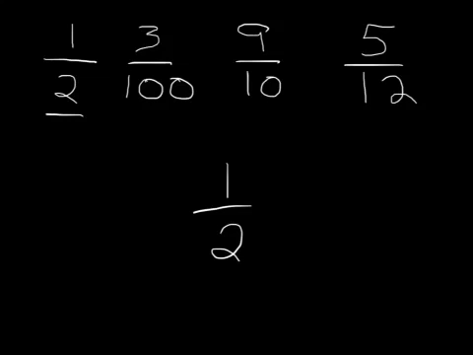Whenever you have a fraction that's half, put that one in the middle first, and then try to place the rest of your fractions around that in a way that makes sense. What else can we tell about these fractions?